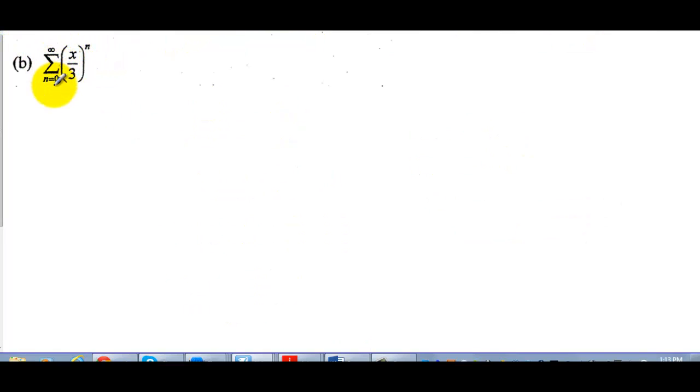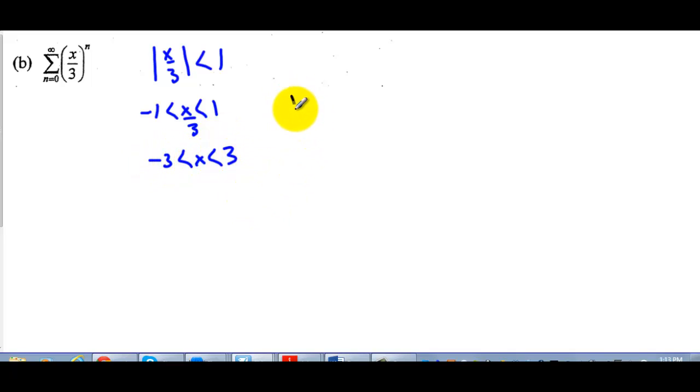Our next example, we have the sum from n equals 0 to infinity of x over 3 to the n. And this is geometric. The absolute value of x over 3 has to be less than 1. That's what our r is. We have -1 less than x over 3 is less than 1. We have -3 is less than x is less than 3. Our interval of convergence is -3 to 3, and our radius of convergence is 3.